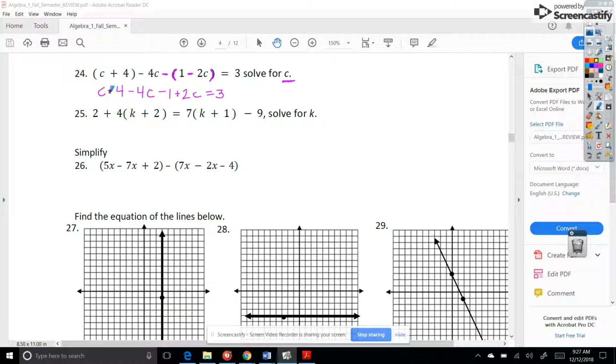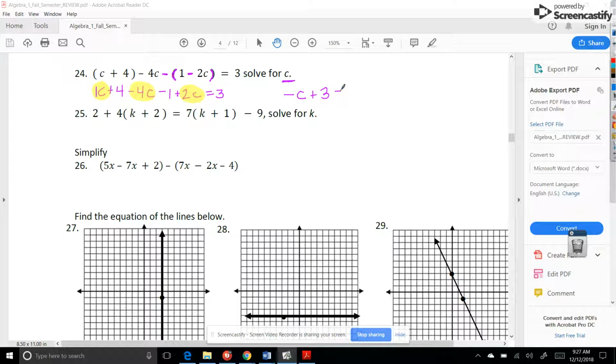Combining my like terms, I have 1c minus 4c plus 2c. 1c minus 4c is negative 3c, plus 2c is negative c. Then I have 4 minus 1 is 3. Set equal to 3, subtract 3 from both sides, and I actually get 0. Negative c equals 0. I can divide both sides by negative 1, still getting me 0.